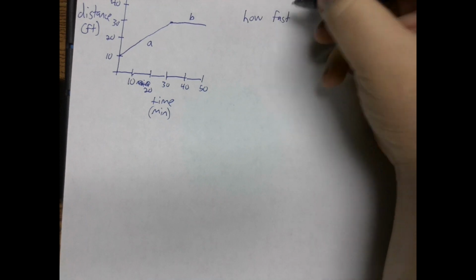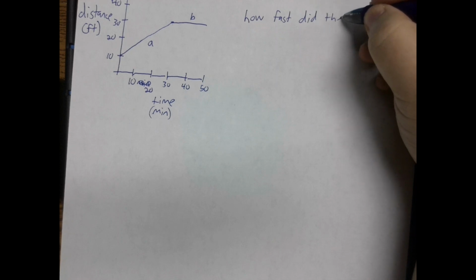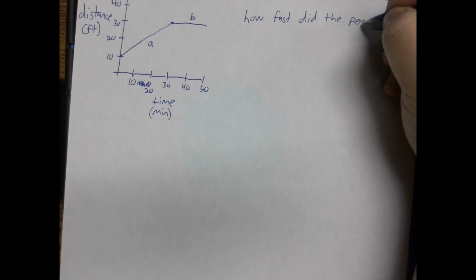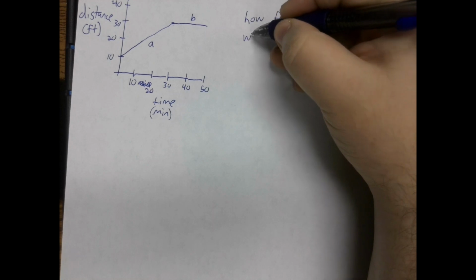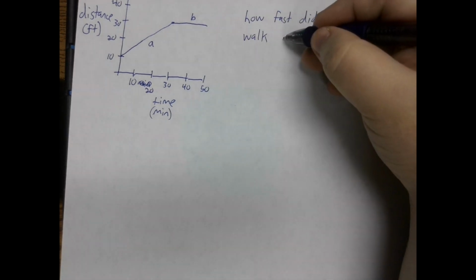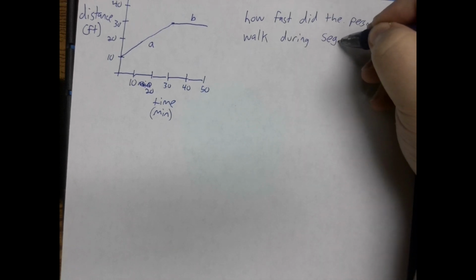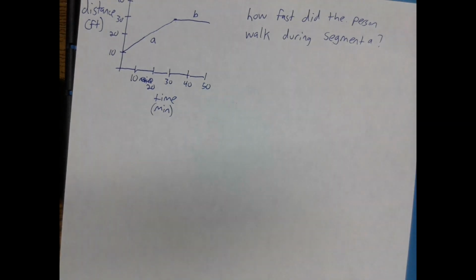So I have a graph. How fast did the person walk during segment A? Yes. A foot per minute.